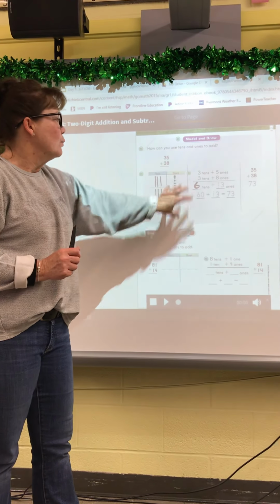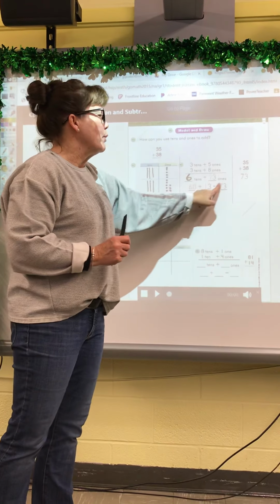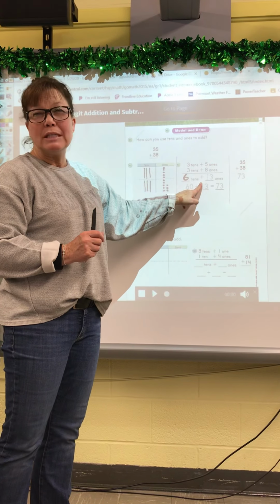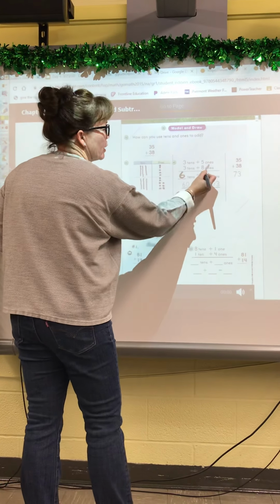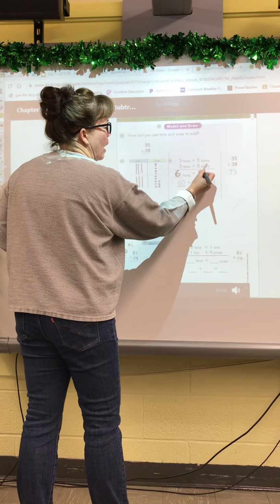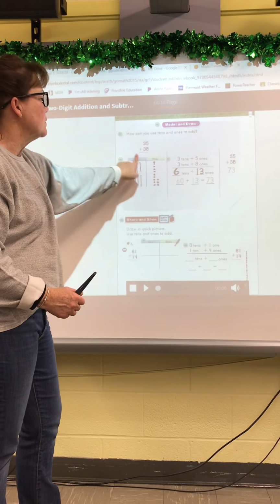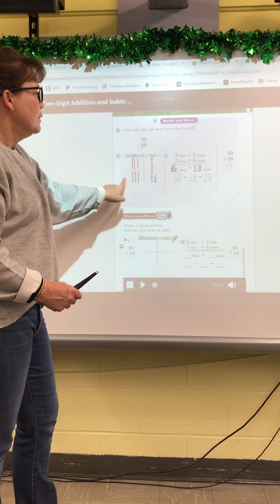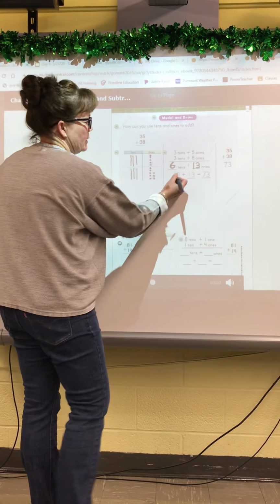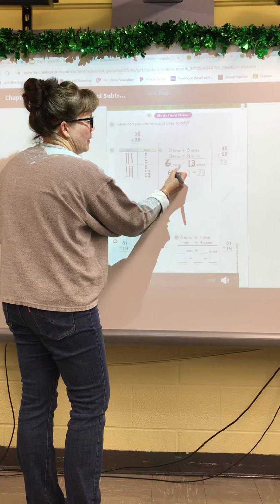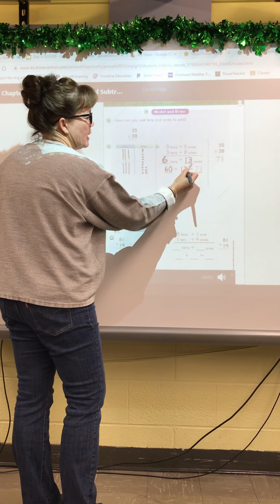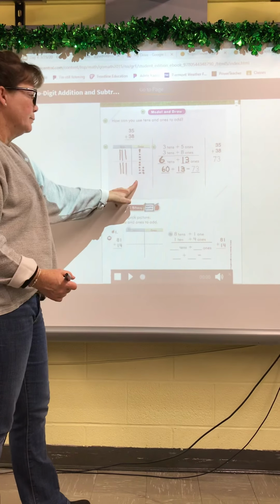Now we come over to the ones. What do you notice about the ones? There's 13 ones, which means we're going to be able to make a group of 10. Look at all the ones we have. We can certainly make a group of 10. So we've got 60 in the tens column plus 13 in the ones column.